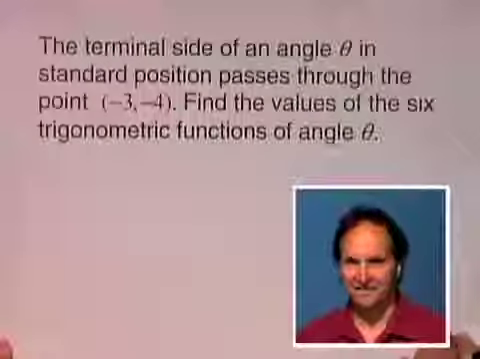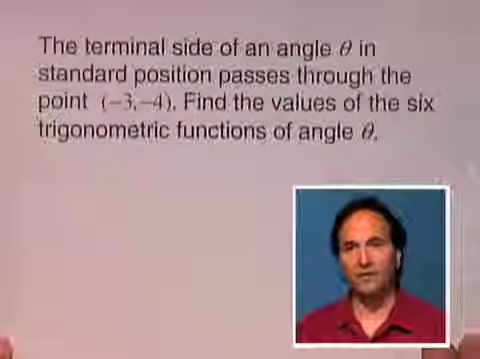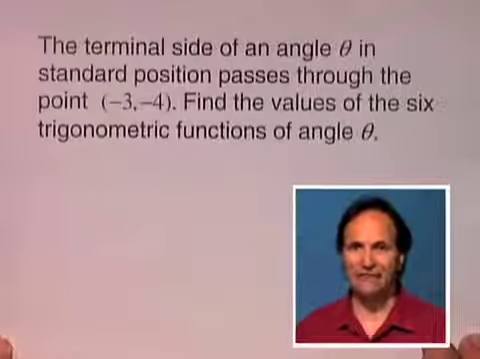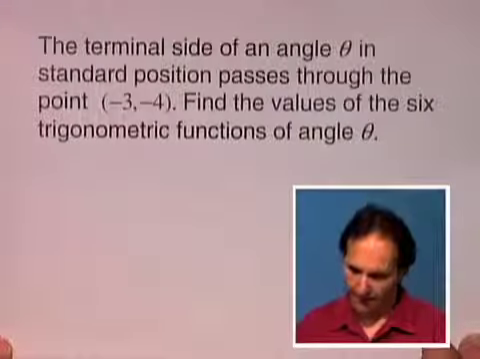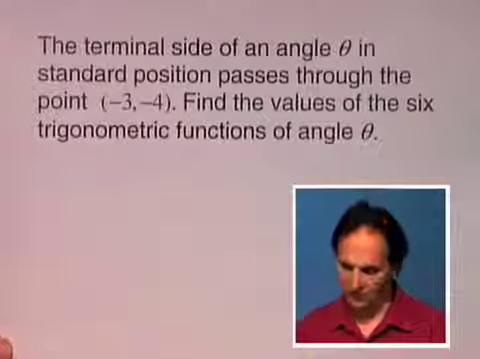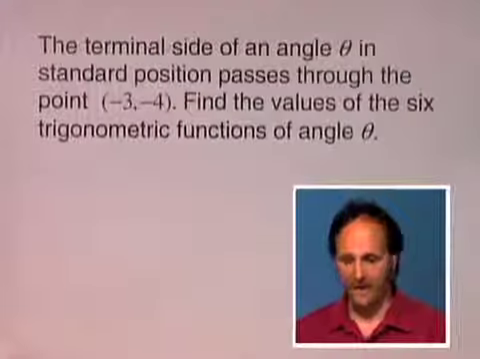And those are the values of the 6 trigonometric functions for angle theta. In this example, we'll be finding the function values of an angle. The terminal side of an angle theta in standard position passes through the point -3, -4. Find the values of the 6 trigonometric functions of angle theta.